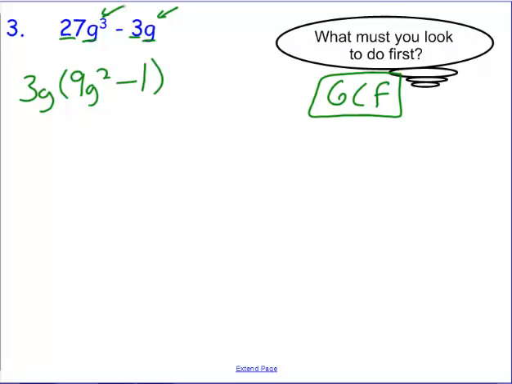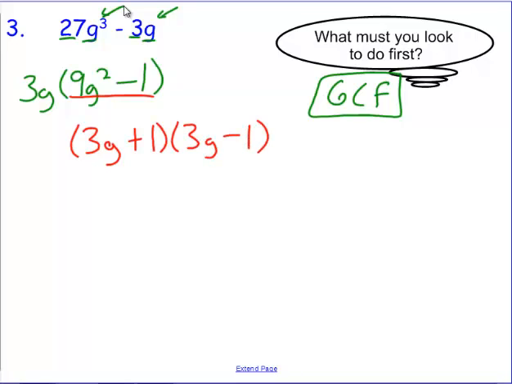Now that I've factored out a 3g, if you look at the terms in the parentheses, you do have a difference of squares, and I can factor that as a difference of squares. What would I square to get 9? Well, I would square 3. What would I square to get g squared? That'd be a g. And then notice the square root of 1. What would I square to get 1? Well, 1 squared is 1. So I would have 3g plus 1 times 3g minus 1.